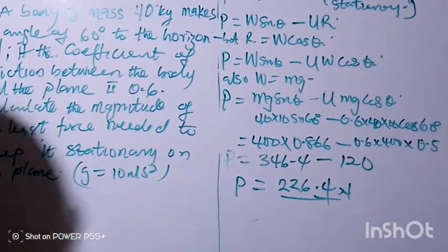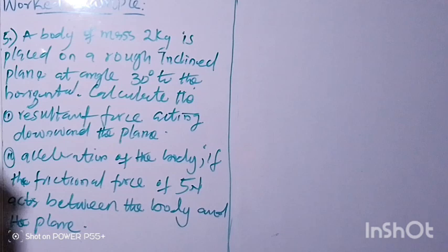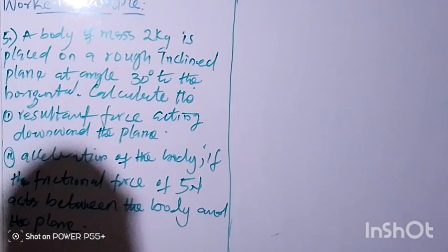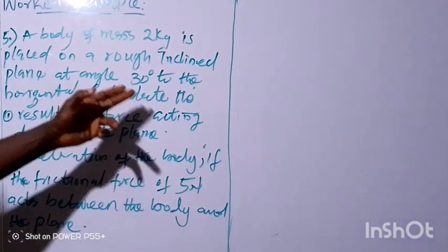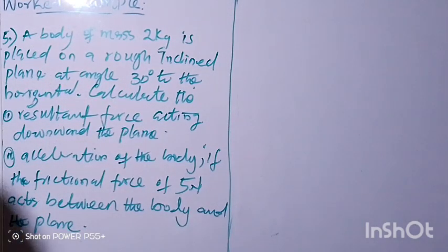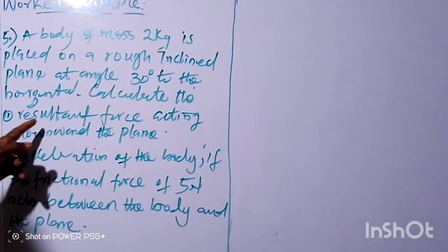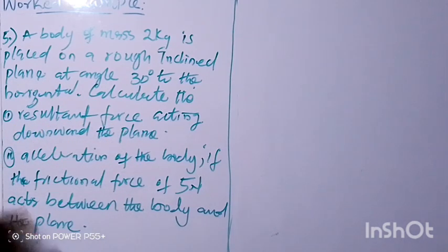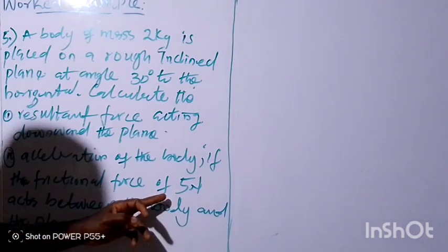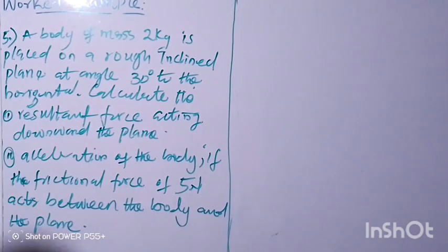Now let's take this one as example 5. The body of mass 2 kg is placed on a rough inclined plane at an angle 30 degrees to the horizontal. Calculate 1. the resultant force acting downward the plane. 2. the acceleration of the body if the frictional force of 5 Newton acts between the body and the plane.